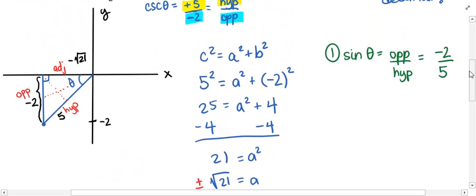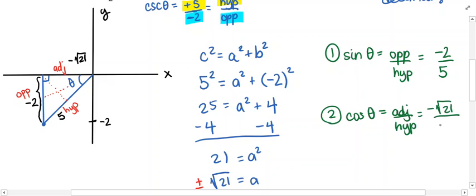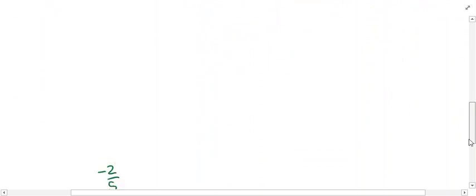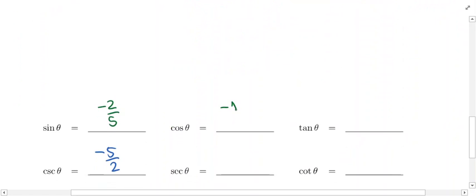All right, moving on. If we now want the cosine of theta, that is going to be the adjacent over the hypotenuse. So just read it off of the triangle. The adjacent side is negative square root of 21 over the hypotenuse, which is 5. That's it. Don't get the decimal approximation. This is the exact answer. I don't want decimals. So if you come down here, the cosine is going to be negative square root of 21 over 5.